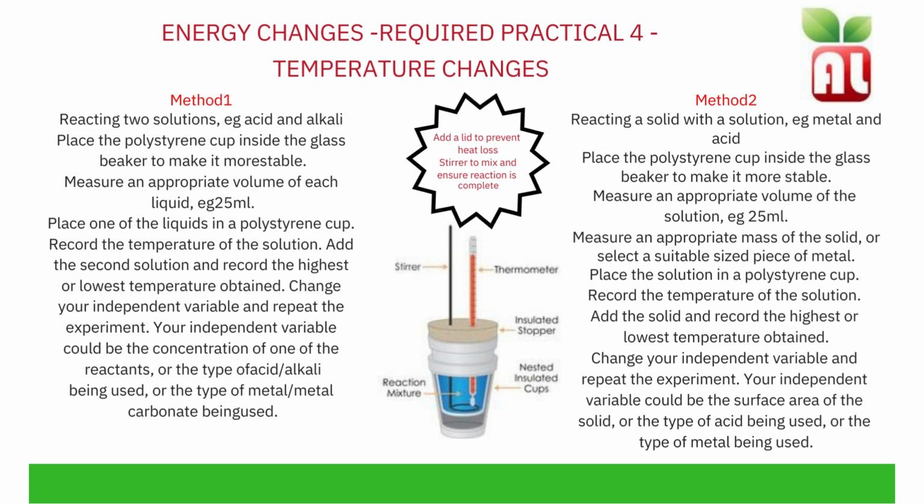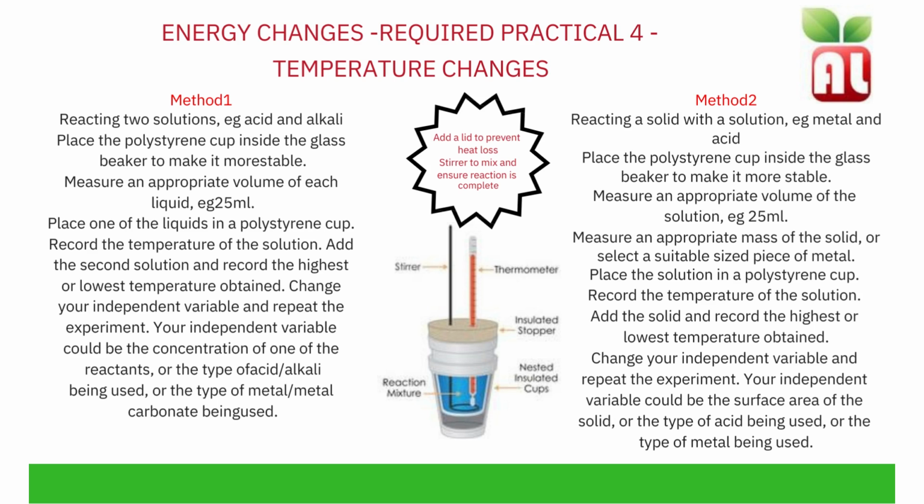Place one of the liquids in the polystyrene cup. Record the temperature of the solution. Add the second solution and record the highest or lowest temperature obtained. Change the independent variable and repeat the experiment. This independent variable change may be a different acid or different concentration of acid.